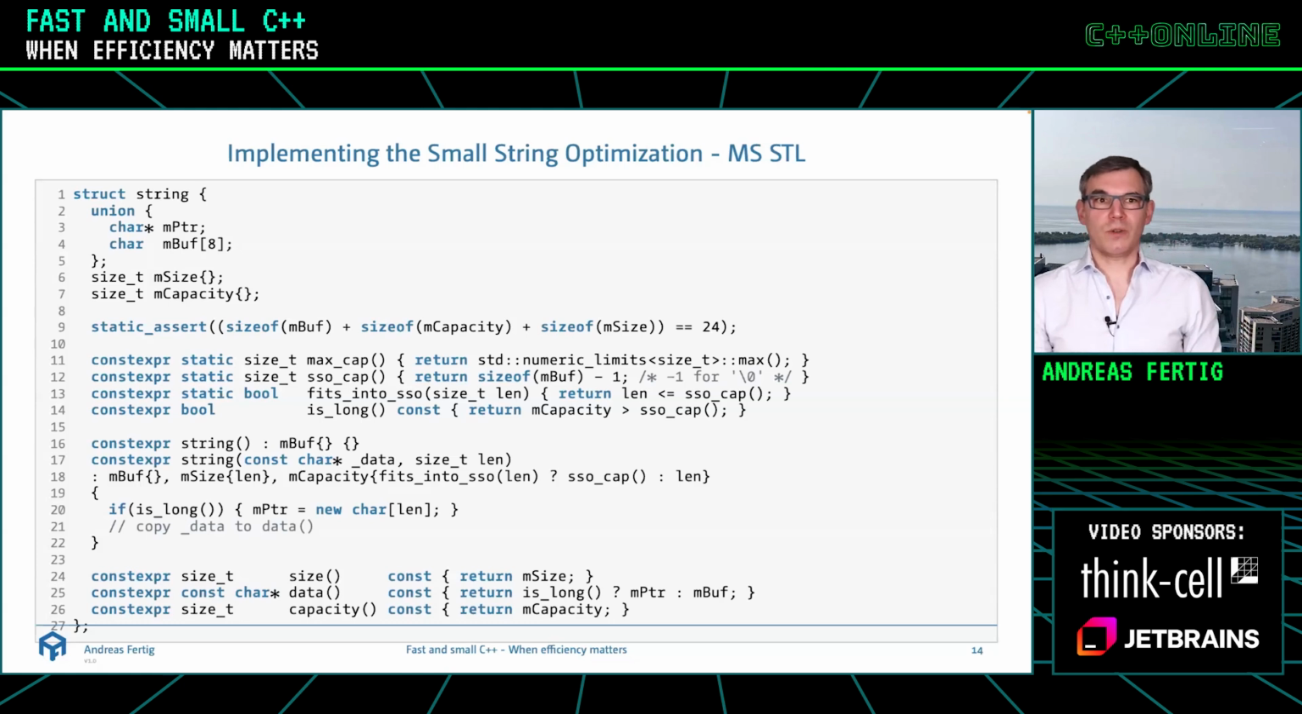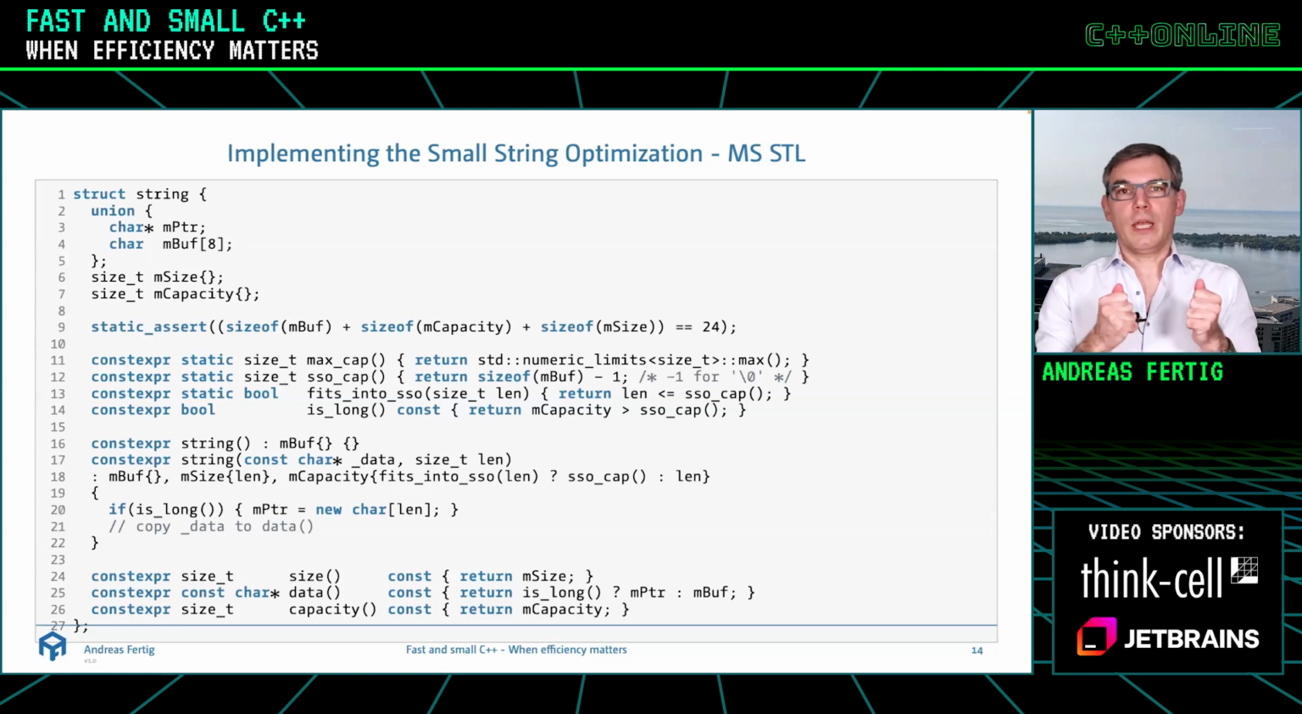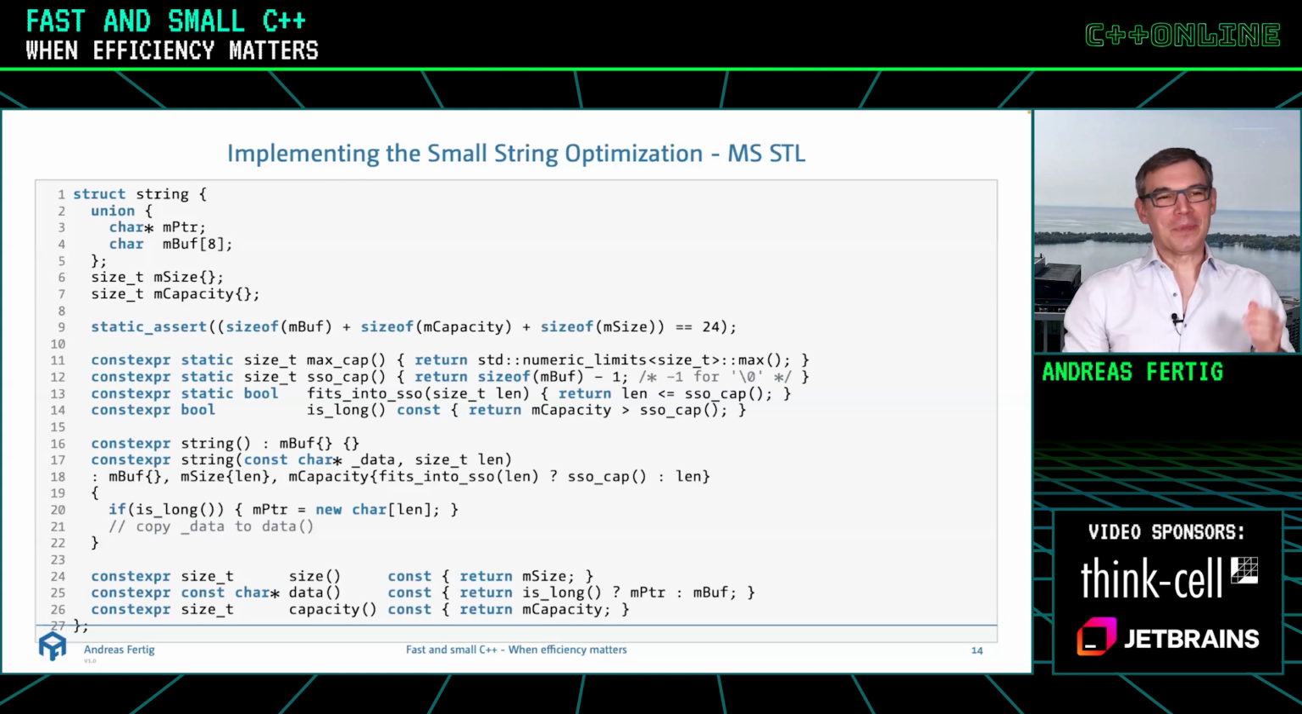And isLong now does a different way of the trick. In isLong, they are checking whether the capacity exceeds the SSO capacity. So this is how they distinguish between the two modes. So not putting it into a Boolean. How wrong was I? The default constructor constructs a small string by default, and the two-argument constructor makes mbuff the active member in the union, sets size, and for capacity it now checks whether the string would fit into SSO, and if so, mCapacity is simply set to the SSO capacity and otherwise to the actual length of the string.